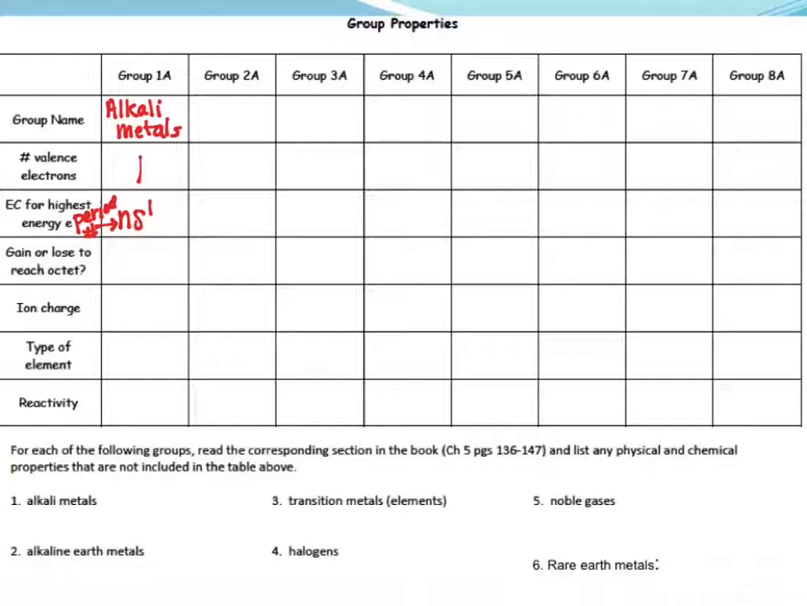Do they want to gain or lose to get to an octet? And we said an octet is 8 valence electrons. Lose. And how many does it want to lose? 1. Now when it loses 1, what does its ion charge become? Plus 1. Type of element? It's a metal. And the reactivity is very high, especially with water.